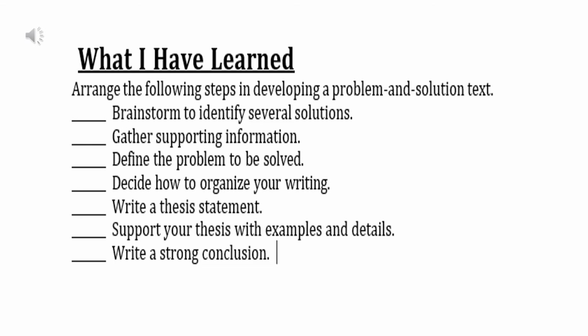So, which do you think must come first? 5, 4, 3, 2, 1. Correct. It's define the problem to be solved. Number two would be 3, 2, 1. Okay, brainstorm to identify several solutions. Third would be gather supporting information. Fourth, decide how to organize your writing. Fifth, write a thesis statement. Sixth would be support your thesis with examples and details. And lastly, we're going to proceed on writing a strong conclusion.